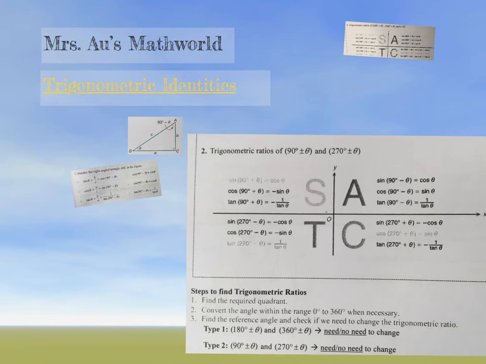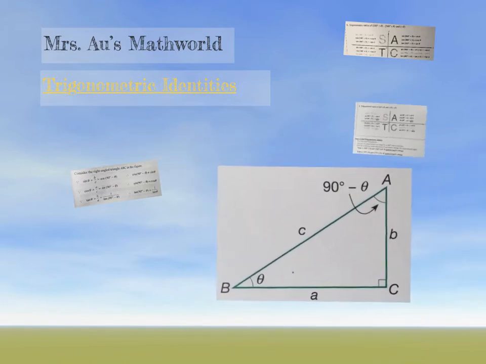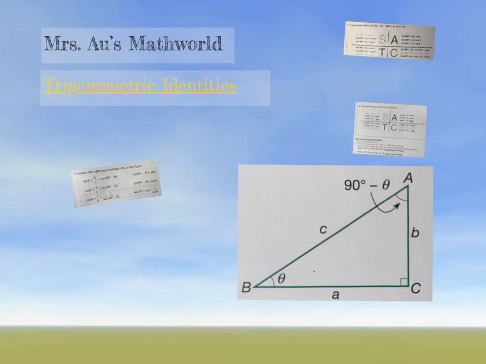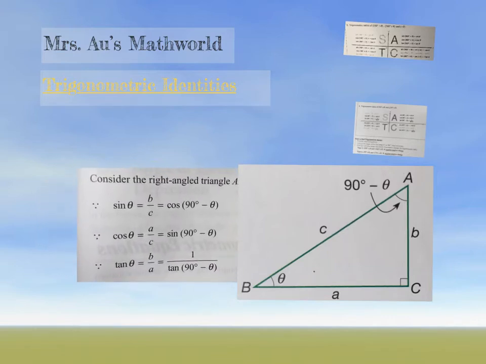Today we are going to discuss the trigonometric ratios of the identity with 90 degrees plus or minus theta and 270 degrees plus or minus theta, which is recorded as type 2. So let's recall the junior form stuff. Do you remember how to find sine, cosine, tangent using this? So let's start from sine theta, cosine theta, and tangent theta.